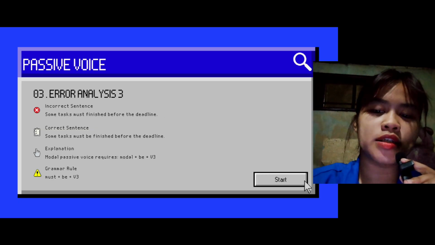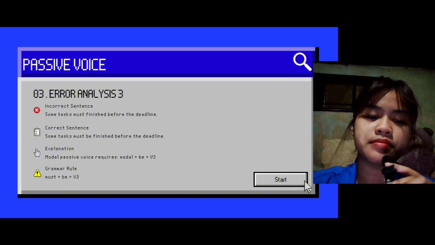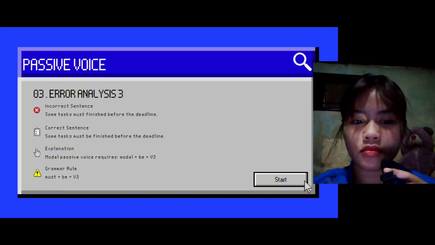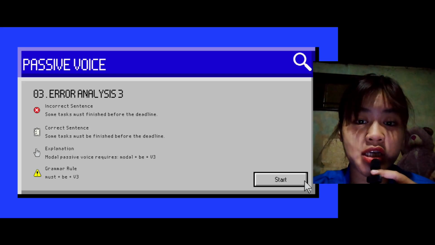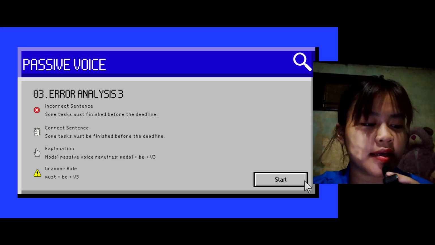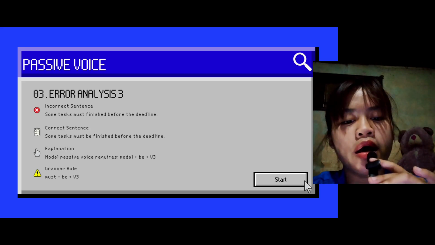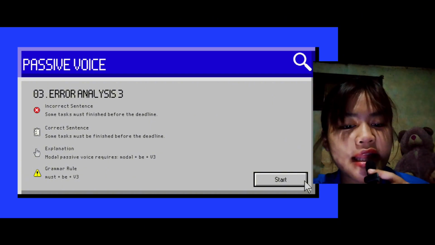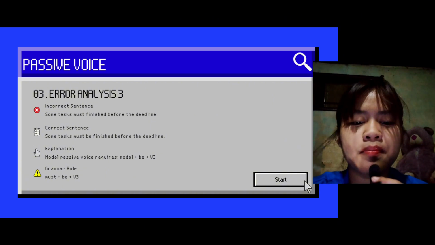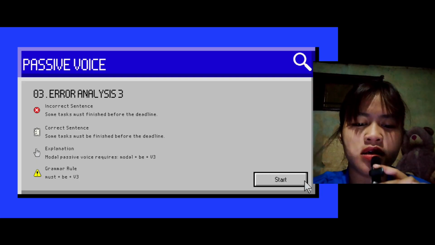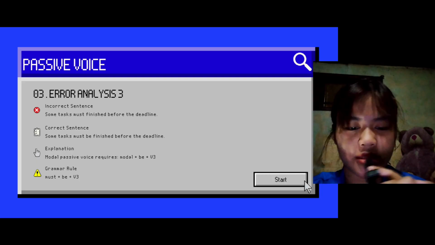Okay. The third analysis, the incorrect sentence: Some tasks must finish before the deadline. Correct sentence: Some tasks must be finished before the deadline.